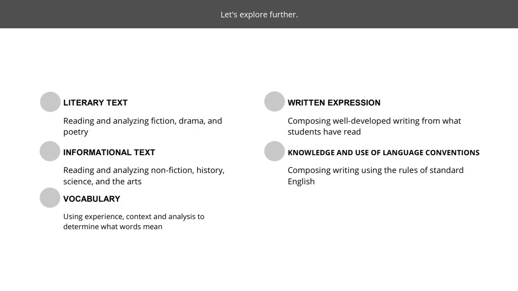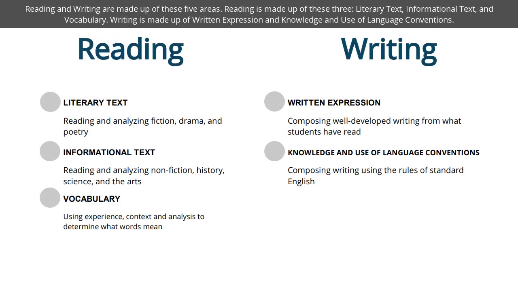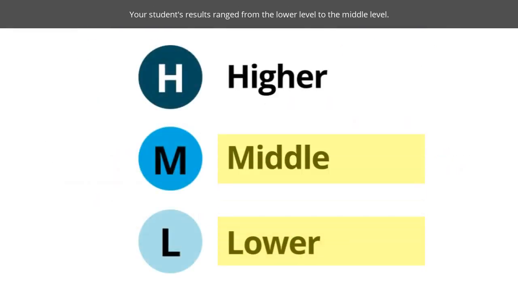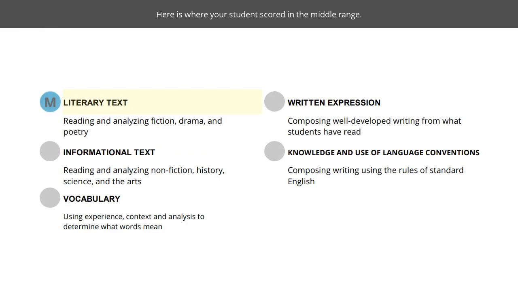Let's explore further. Reading and writing are made up of these 5 areas. Reading is made up of these 3: literary text, informational text, and vocabulary. Writing is made up of written expression and knowledge and use of language conventions. Your students' results ranged from the lower level to the mid-level. We suggest asking your students' teachers for resources to support their learning in the lower level areas. Here is where your students scored in the middle range. They scored in the lower range in these areas.